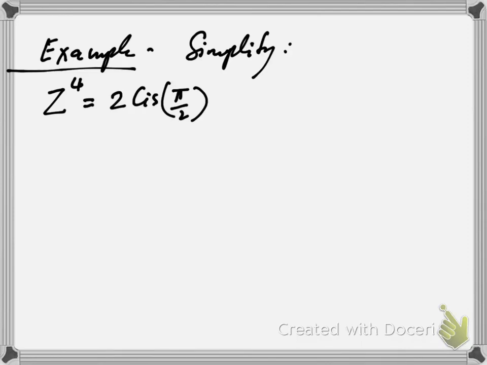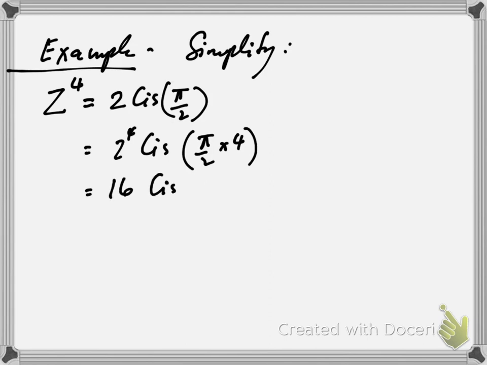All right, so let's simplify z to the power 4. What we do is pretty much follow the rule. It becomes 2 to the power 4, and you multiply pi over 2 times 4. You can use a calculator for that. You get 16 cis 2 pi.